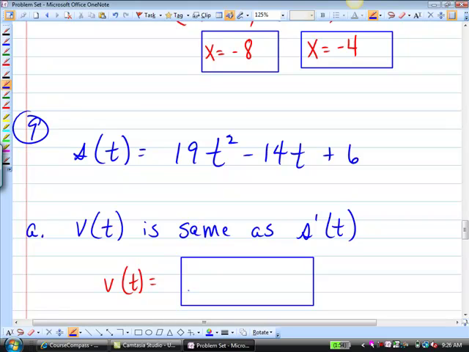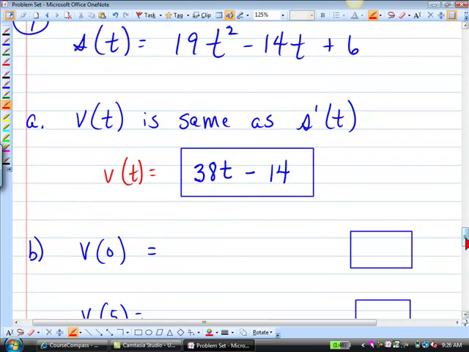What's the derivative of 19t squared? 38t. I was determined somebody was going to say it. Minus what? 14. Okay, so that's going to be the first blank that you have to fill in. They want to know the derivative. And then the rest, if it says v of 0, what are they asking you to do? Plug in 0. So you're just going to plug in the numbers that they're asking you in b for t.